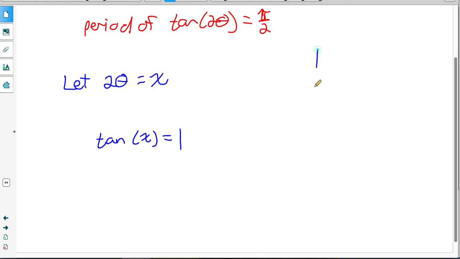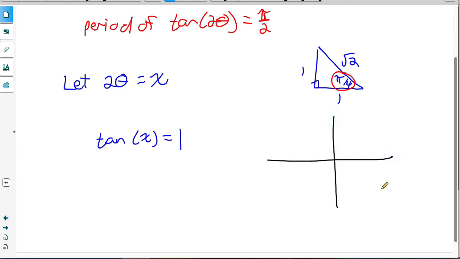Let me remind you of that special triangle. It's the isosceles special triangle, where the side lengths are 1, 1, root 2. So tan from right here equals 1 over 1. So tan of pi over 4 equals 1. So what we do is we place that reference angle pi over 4 in the 2 quadrants where tan is positive, right? Because we have a positive tan ratio here. And tan is positive here and here. So I'll place a pi over 4 reference angle in those 2 spots.